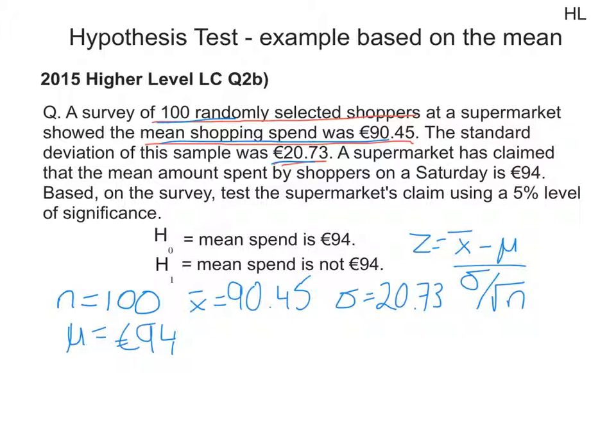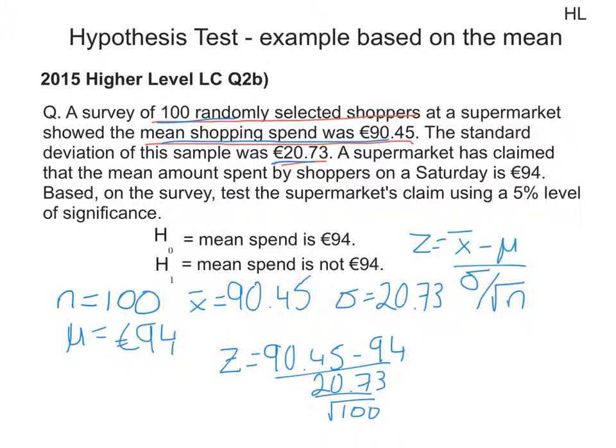Now we fill into our formula. So Z is equal to 90.45 minus 94 all over 20.73 divided by the square root of 100. And when we do that calculation, we get an answer of minus 1.71.